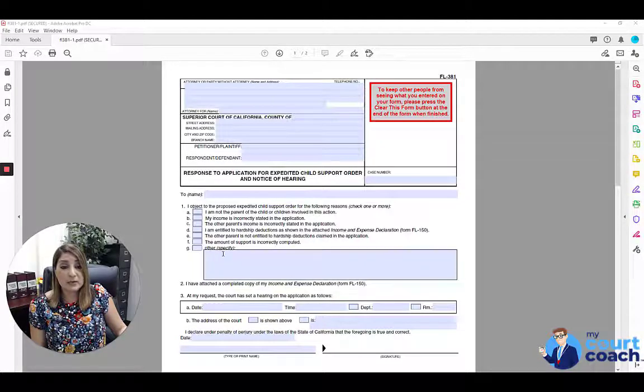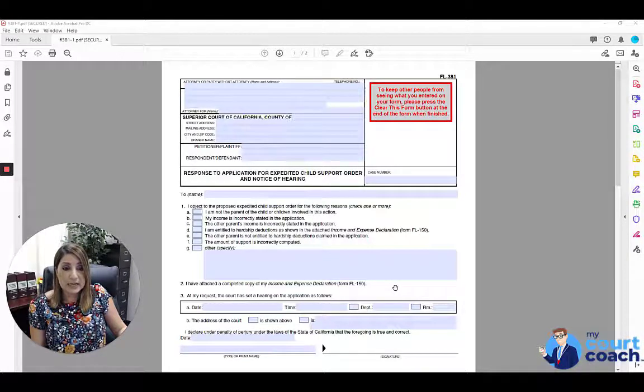You could mark that box and explain what your reason is why you are objecting to the proposed expedited child support order. Along with this form, you will also need to attach a completed copy of your income and expense declaration, the FL-150. Hopefully the other side served you with a blank copy of that form for you to fill out.